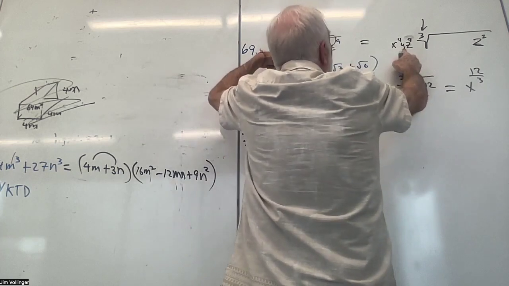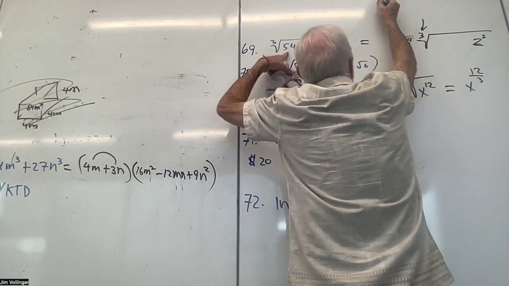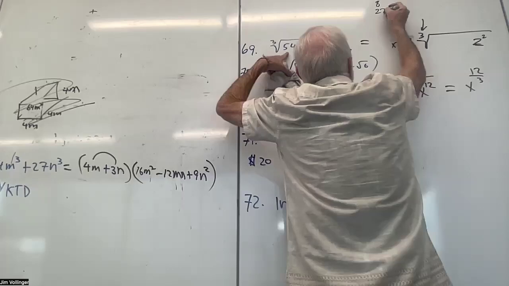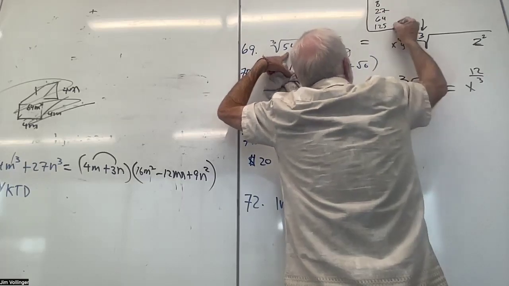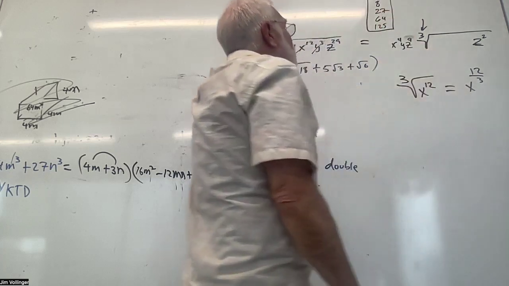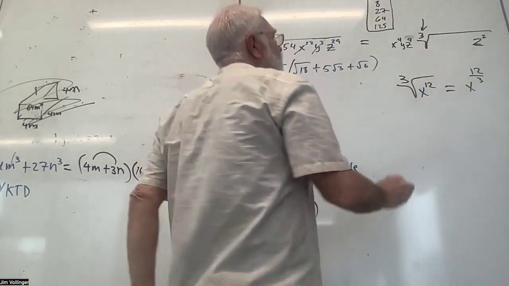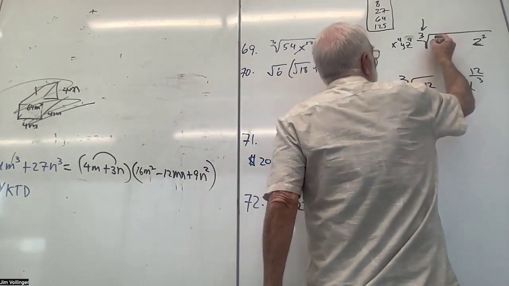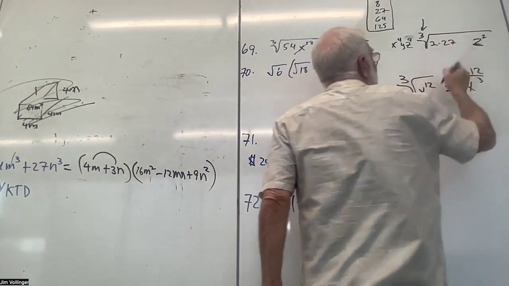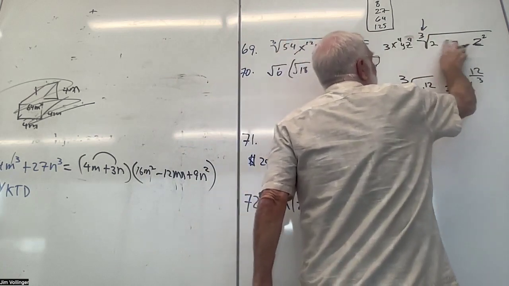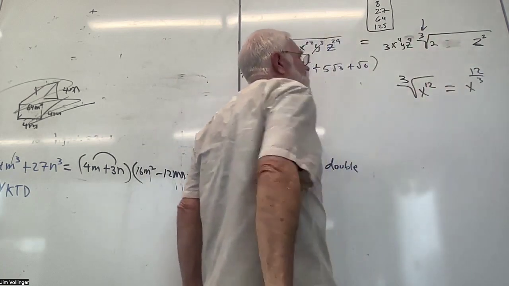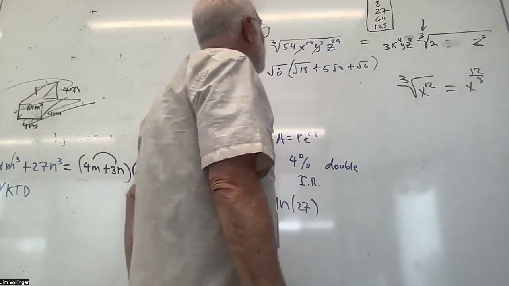Now, 54. You need to know the cube roots of 8, 27, 64, and 125. Those basically are the ones at the high school level. You got to memorize those. So what is 54? 54 is 2 times 27. And I know the cube root of 27 is 3. So that can come out. And there's your answer, which you could write organizationally better, I'm sure.